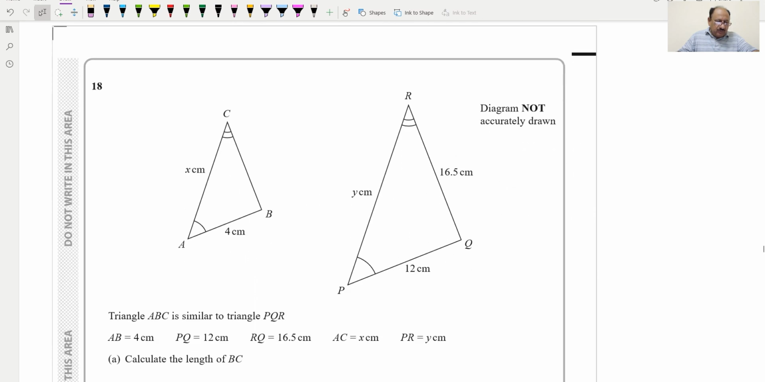3 marks question. Now question number 18. The question says the diagram is not accurately drawn and triangle ABC is similar to triangle PQR. ABC is this one, PQR is this, and AB is equal to 4 and PQ is equal to 12. RQ is equal to 16.5 centimeter, AC is equal to X centimeter, and PR is equal to Y centimeter. A part, calculate the length of BC. So BC length is required.